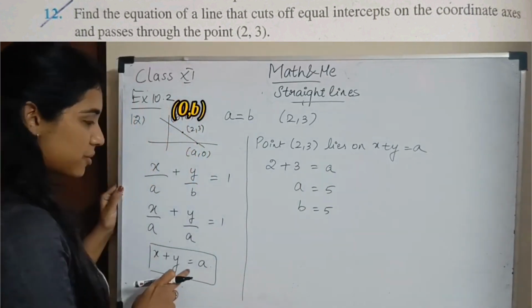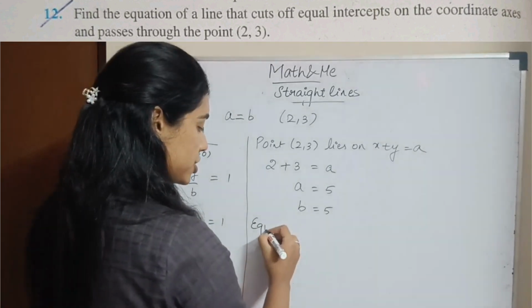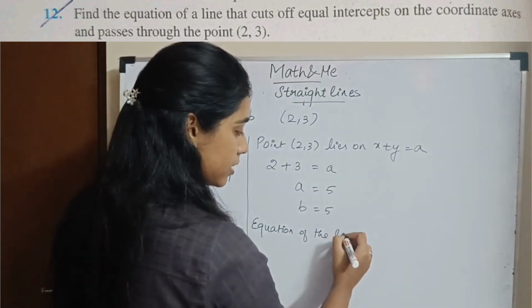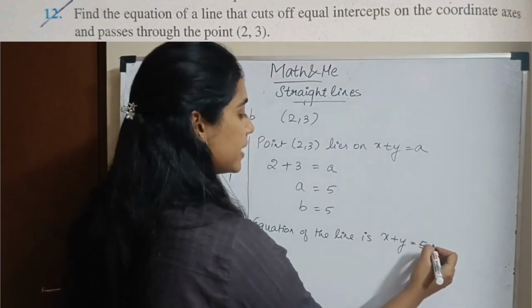So what does your equation become? Now you put back the a here. So now your equation of the line is x plus y equals 5.